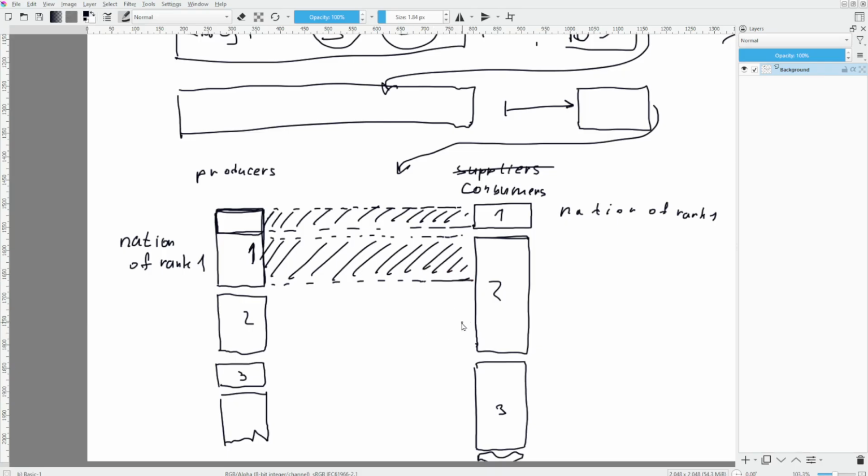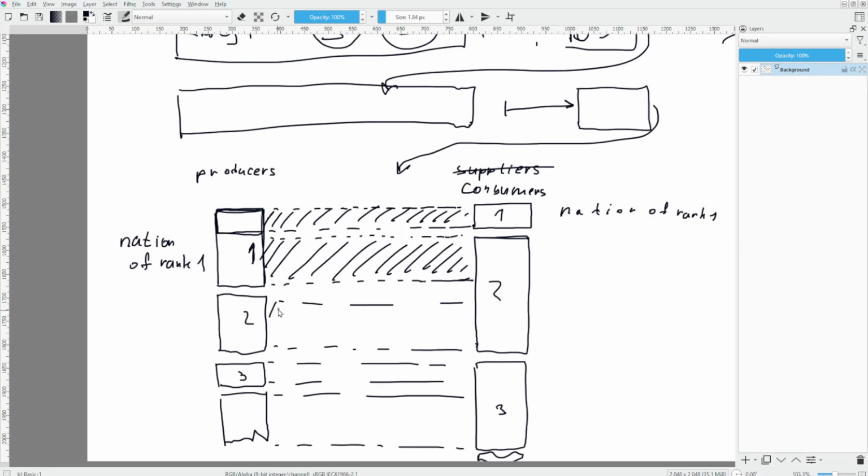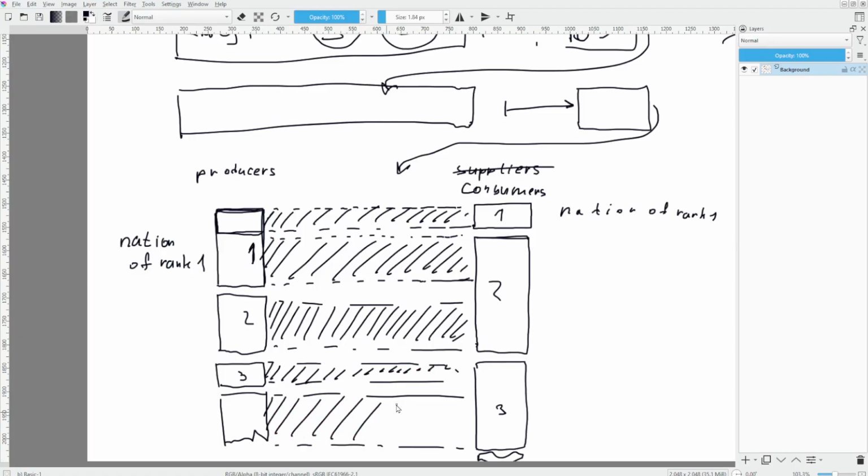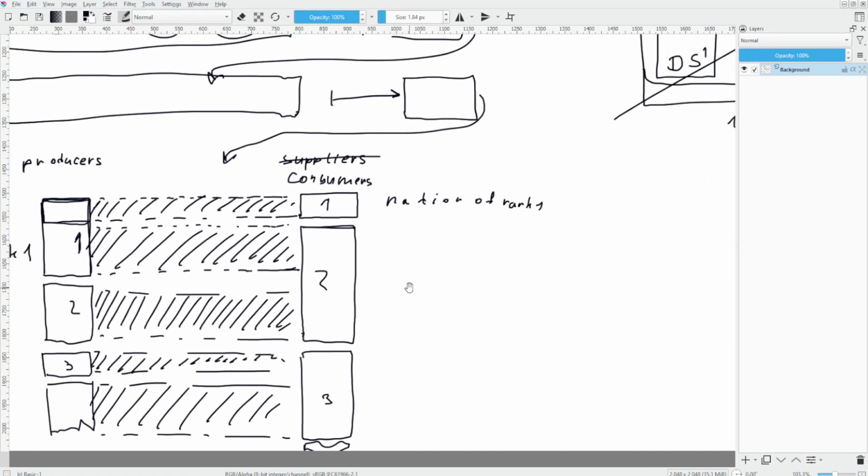Then you have nation 2 consuming from the nation of rank 2 among the producers, and so on and so on. On the first sight, it looks like, well, a normal process. Well, it's not really obvious that this kind of thing is not really good on the first sight. But let's consider the picture in general.